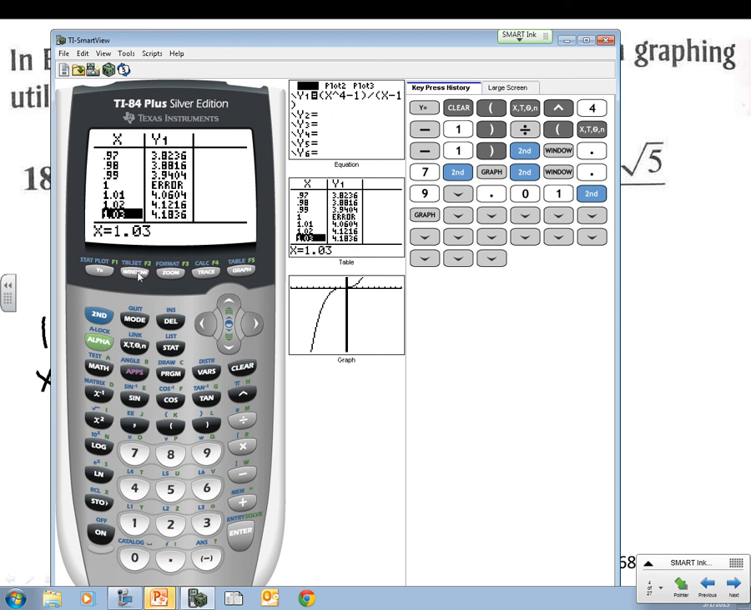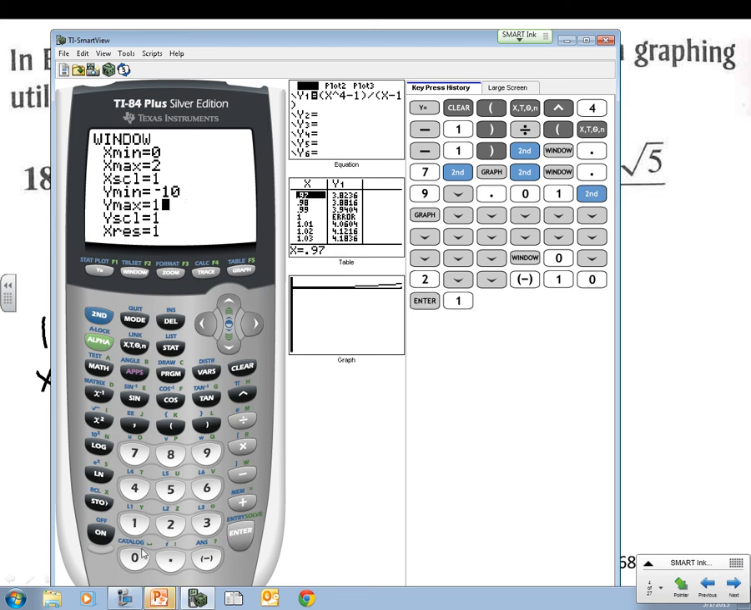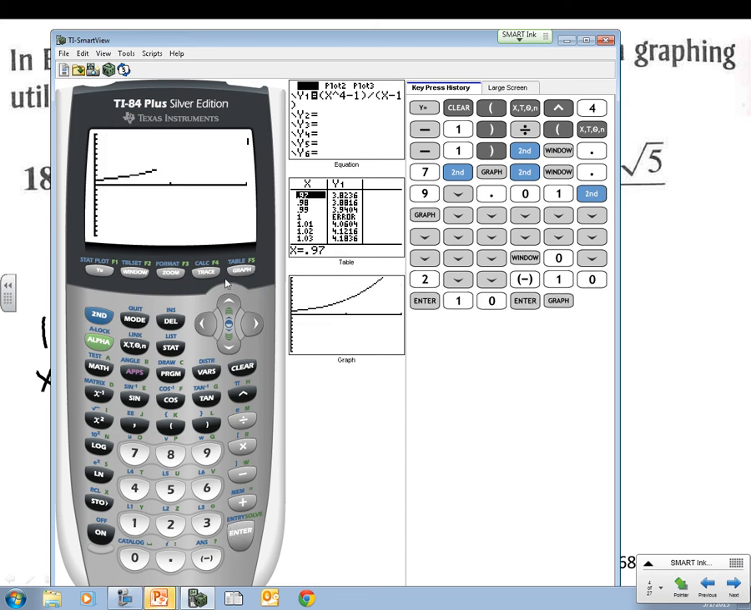And we can also take a look graphically in our window as x approaches 1, so I'll say between 0 and 2, so that we can see both sides of 1, a little bit to the left of 1, a little bit to the right. And let's change our y's to something appropriate. And let's look at this graph here.